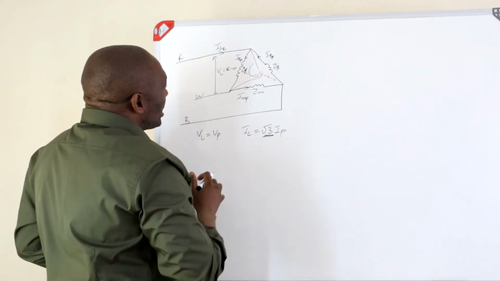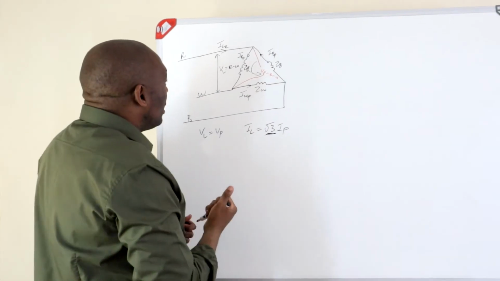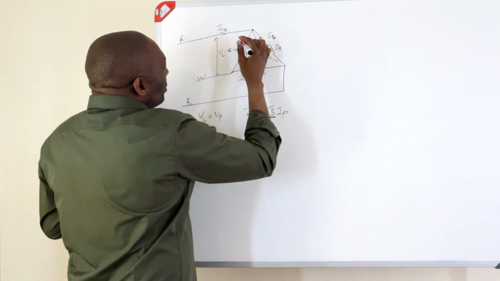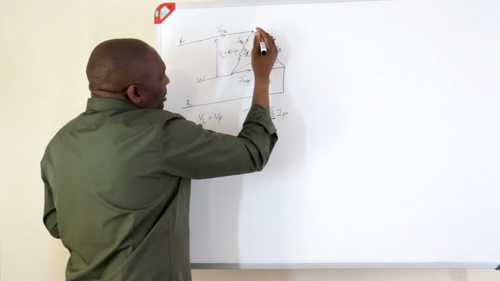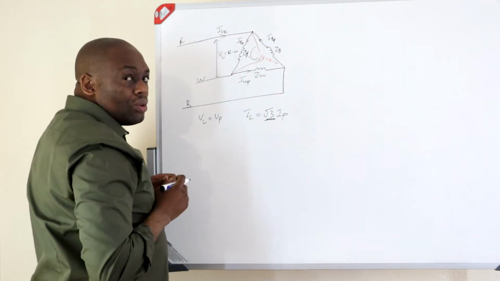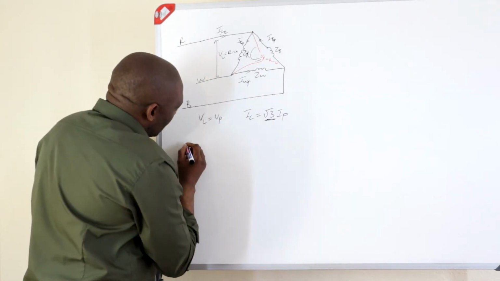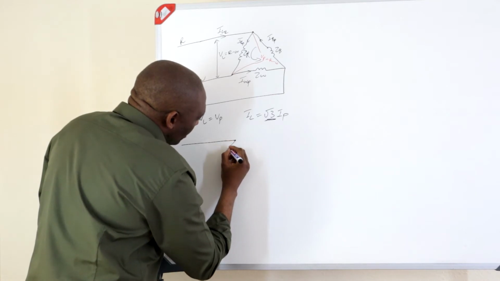Now we need to look at the relationship between the line current and the phase current. If you can see here, there's a node here. We can see that there is a current that is coming into this node, and then the other ones are going out of the node. So in Kirchhoff's law, let us just draw that. This is what I see there.